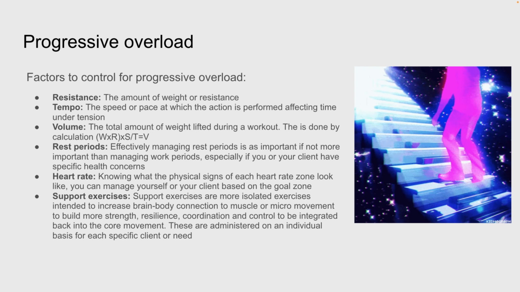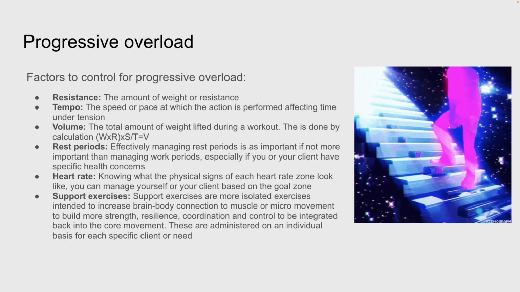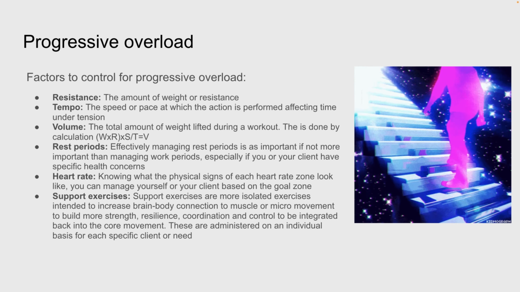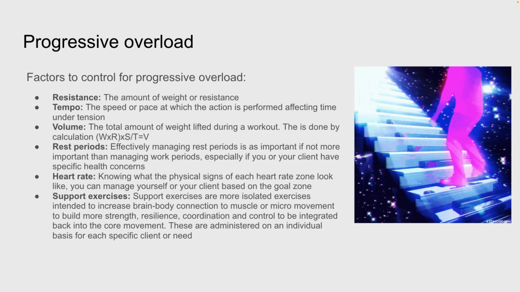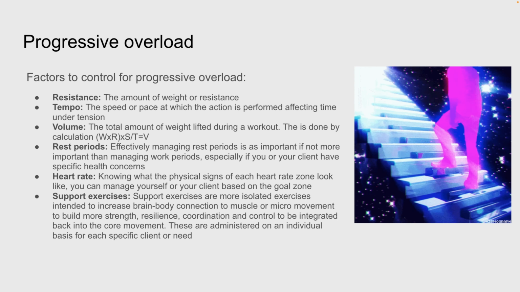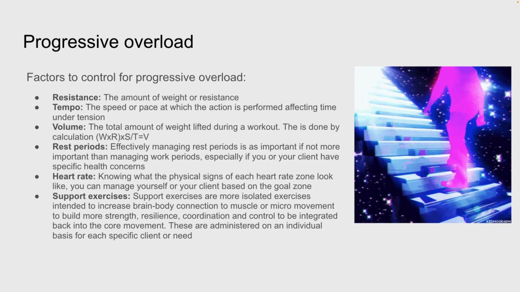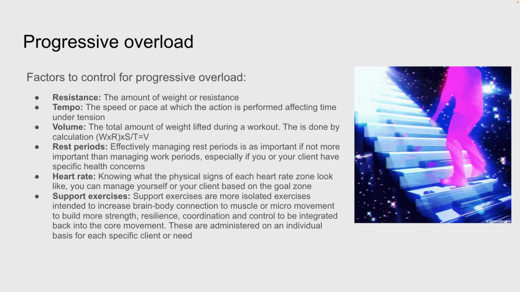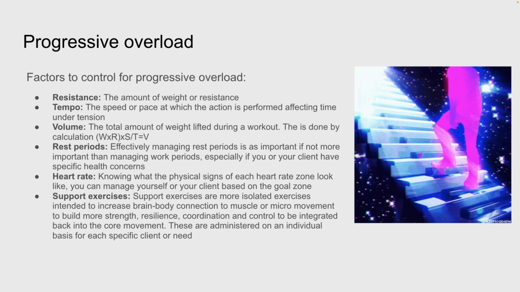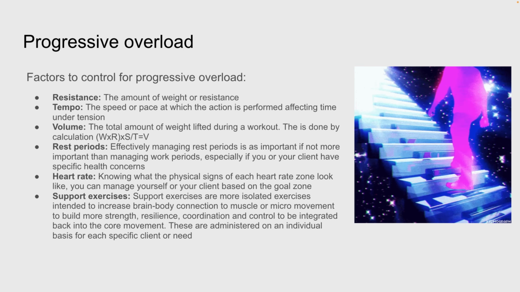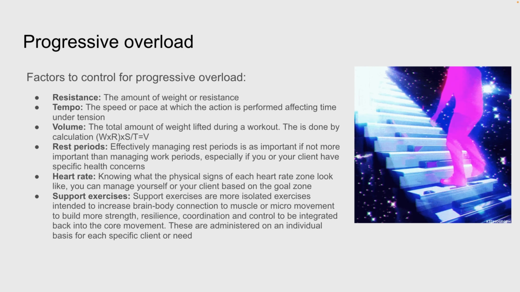Heart rate. Knowing what the physical signs of each heart rate zone look like, you can manage yourself and your clients based on the goal zone. Most of the time, we want to be sitting around zone 2. We can bridge into zone 3 and 4, and occasionally we want to stimulate zone 5 to produce lactic acid so that way we're utilizing it as a precursor for HGH production, which will help with muscle growth.